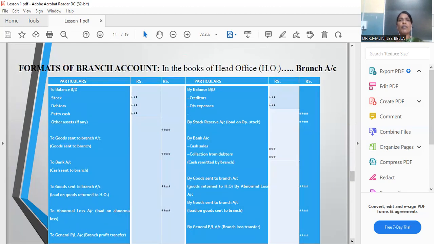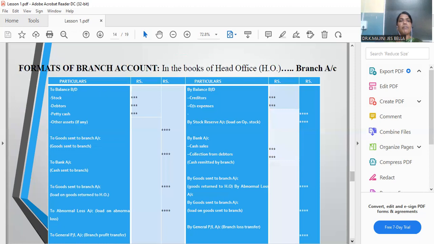Some formats of branch accounts I have given here in the books of head office. The head office maintains the branch account. This is the format. When you learn this format, you can get a clearer idea about it. Particulars, the amount inner column and the amount outer column. The credit side also has the particulars column, the amount inner column and the amount outer column. First, what we have to write is to balance b/d. To balance b/d means whatever opening balance is available with them: stock, opening debtors, petty cash, and any other assets.